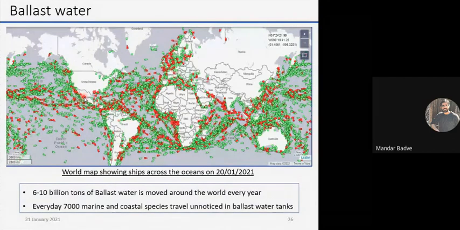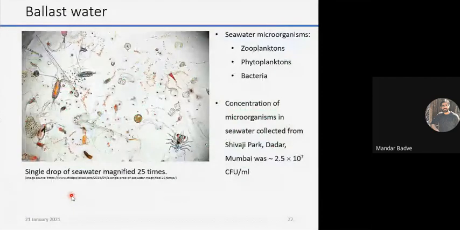This is a picture which I clicked last year. You can see all those small green and red dots are the ships which were present in the sea at that time. Up to 6 to 10 billion tons of ballast water is moved around the world every year. The quantity is very huge, and every day around 7,000 marine and coastal species travel unnoticed in these tanks, right? That is why I said the problem is very vast. So you have to treat billions of tons of ballast water before discharging into the sea, right?